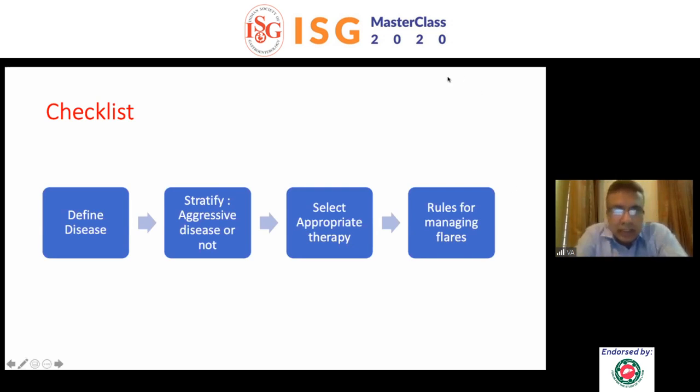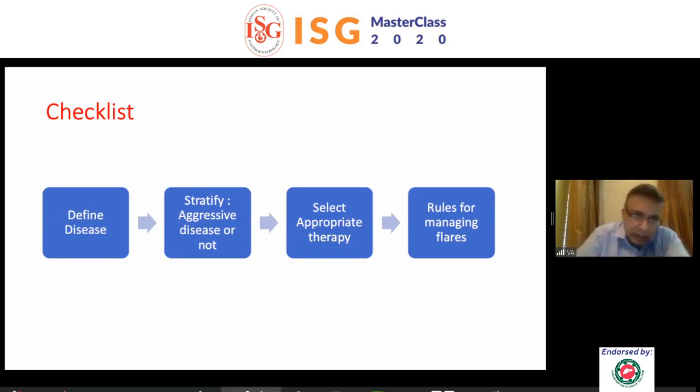So what does this checklist consist of? First is that we define the disease. Second step is stratify whether it is an aggressive disease or not, a high risk disease or a low risk disease. Third is we decide, or select, what is the appropriate therapy, and then there are certain rules for managing flares. So these are all general principles.